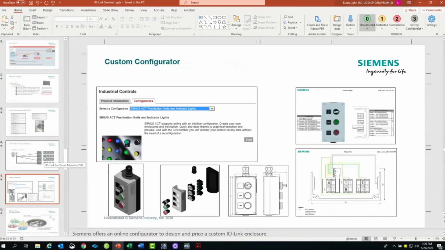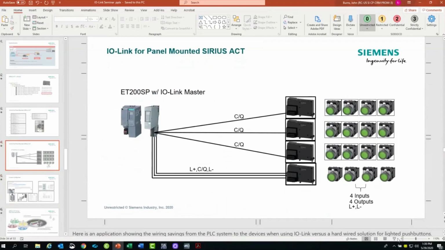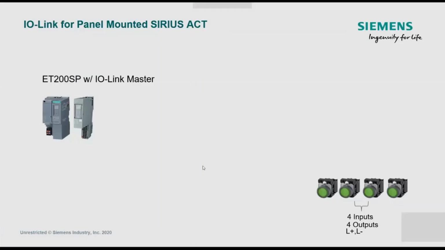But say, for instance, an application here, where I've had this SP IO-Link master, again, it supports 4 ports. And if I had 4 lighted push buttons, if I hardwired those push buttons, it would take 4 wires to get the inputs, 4 more wires for the outputs, and 2 wires to get the power and ground out to those push buttons. So you're talking 10 wires.